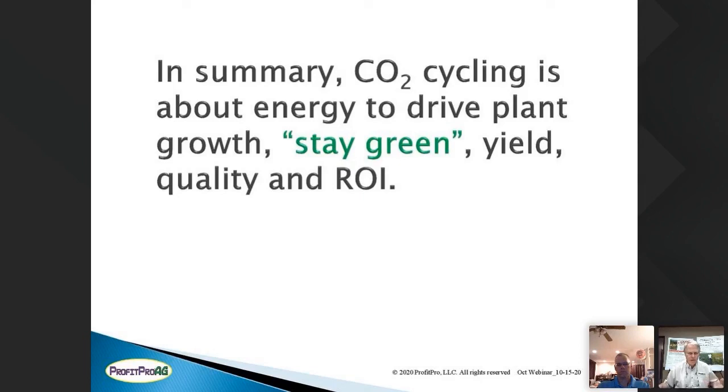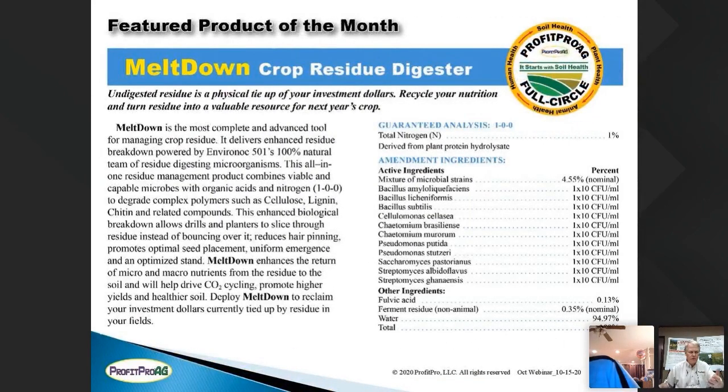In summary, it's all about CO2 cycling. It's about energy to drive plant growth, stay green, quality, and ROI, return on investment. This is a product we use called Meltdown. We use it in the fall or spring to break down the residue. It's got about 35 microbes in it. Right underneath the Meltdown it says, undigested residue is a physical tie-up of your investment dollars; recycle your nutrients and turn residue into a valuable resource for your next year's crop. Where I've seen this used, it's been unbelievable. It worked.